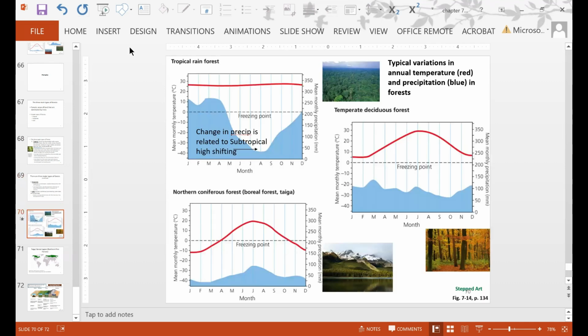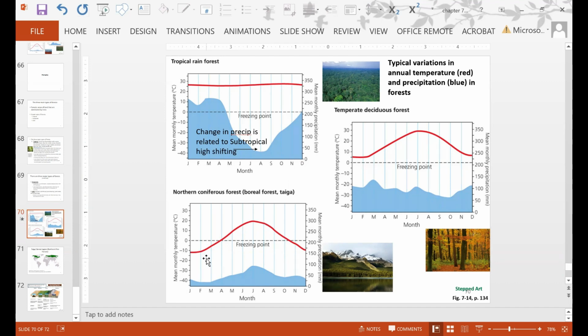So here is your tropical rainforest climograph. The temperature is about the same all year round. You do have a change in precipitation related to the subtropical high shift. Okay, so you have lower precipitation in the summer. And here is your temperate deciduous forest, cool in the winter and warm in the summer. Generally, you have precipitation all year round.